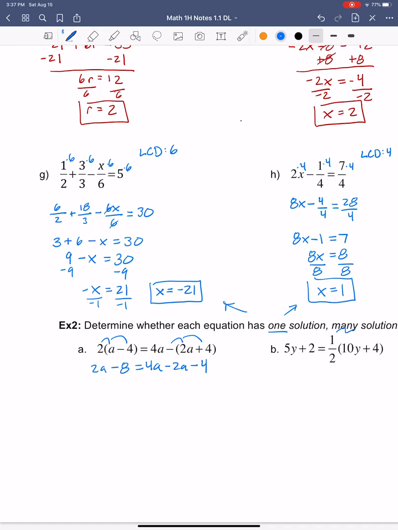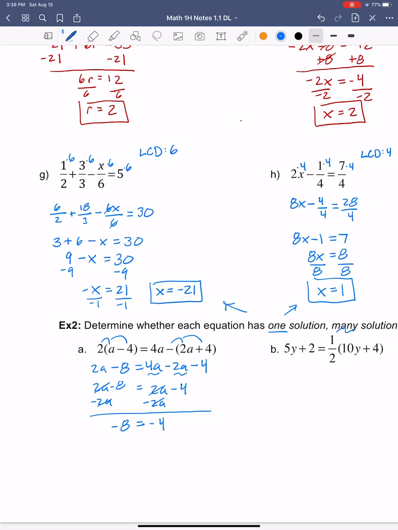Now we can start to combine some like terms on the right here. So 4a and negative 2a, I can combine those. That gives me a 2a minus 4 equals 2a minus 8. I want to get my a's together. This is a positive 2a, so I'm going to subtract 2a from both sides so that those cancel out. But then we're going to notice that these variables over here are also canceling out. So all the variables are canceling out, which just leaves me negative 8 equals negative 4.